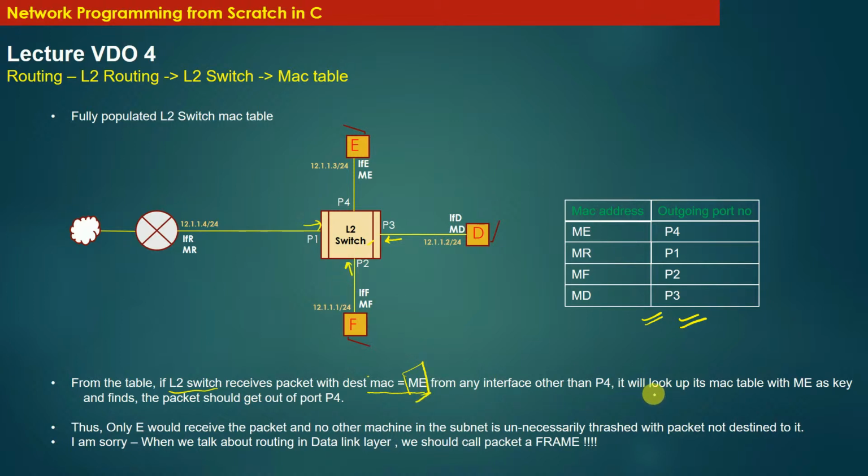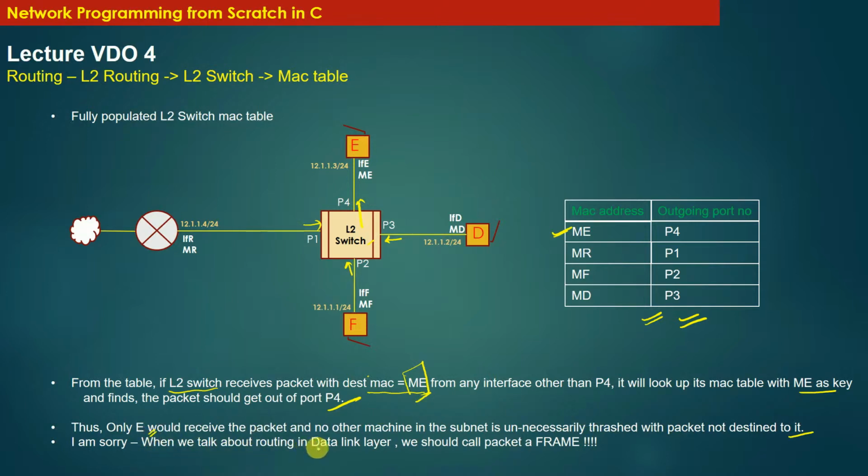What will the L2 switch do? The L2 switch will look up its MAC table with ME as key and find that the packet should go out of port P4. So the L2 switch will forward the packet on port P4 because it has an entry in its MAC table. Thus only E would receive the packet, and no other machine in the subnet is unnecessarily thrashed with a packet not destined to it.